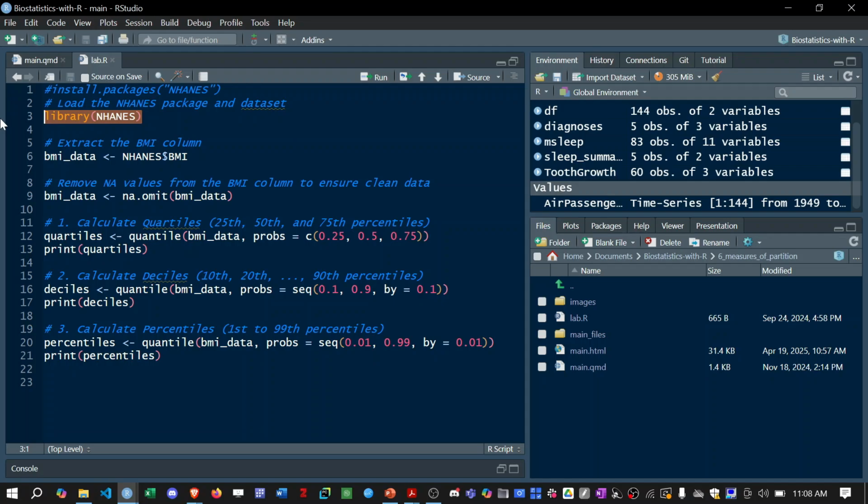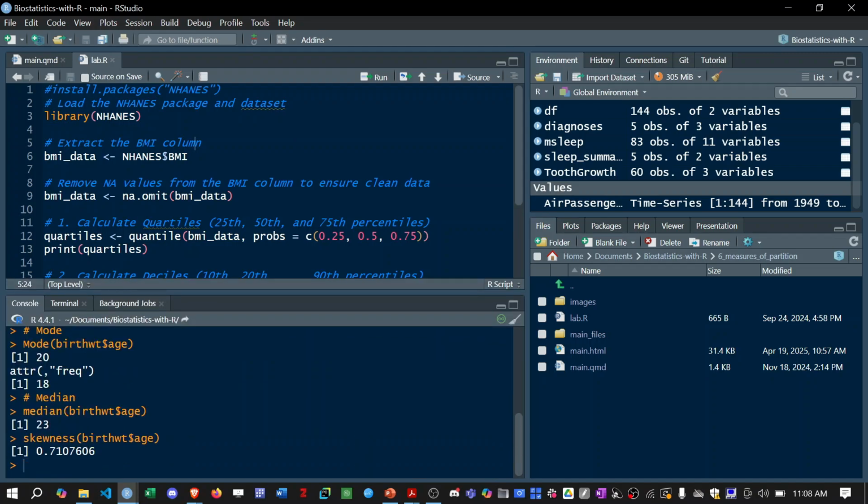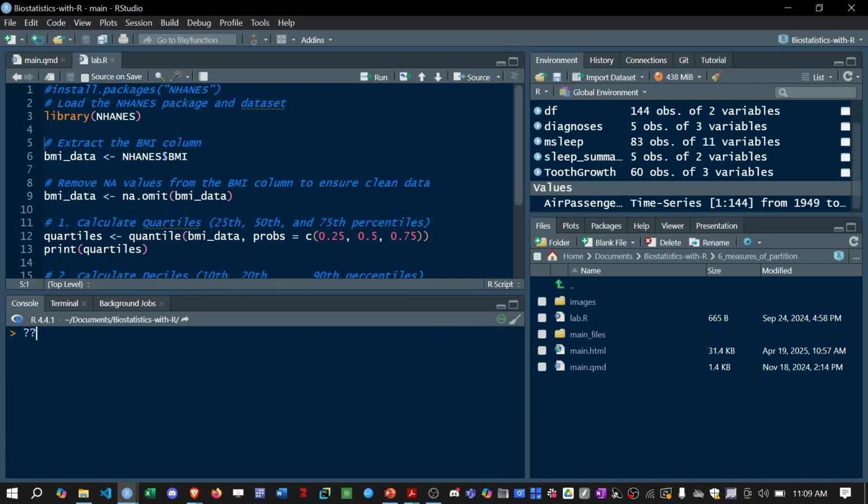Ensure you install the NHANES package. We are going to be making use of the data sets there. So you can even check more about it if you want to find out about it. If you want to get help about a package, we are going to be using the double question mark, unlike the single question mark that is used for a function.